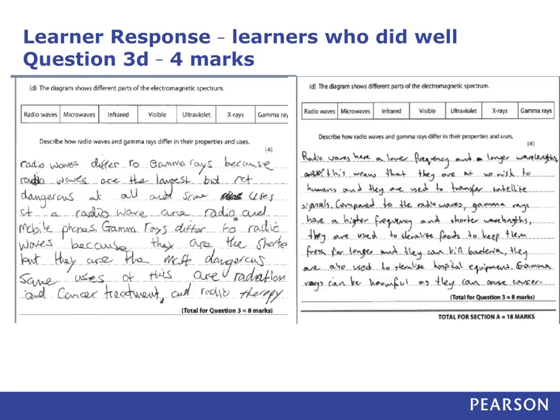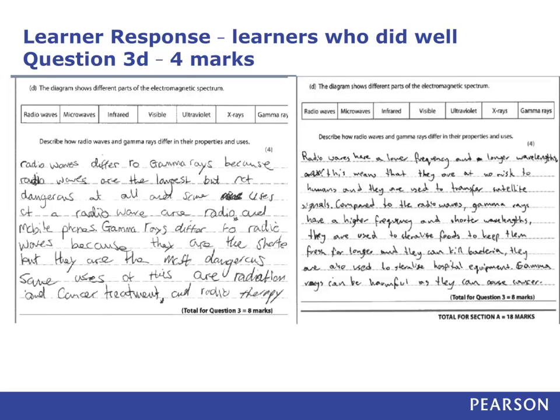The last of the questions in the physics section required learners to describe differences between the properties and uses of radio waves and gamma rays. Learners in general found this hard, but some did well. In the first example on the left-hand side of the screen, the learner scored 3 marks.